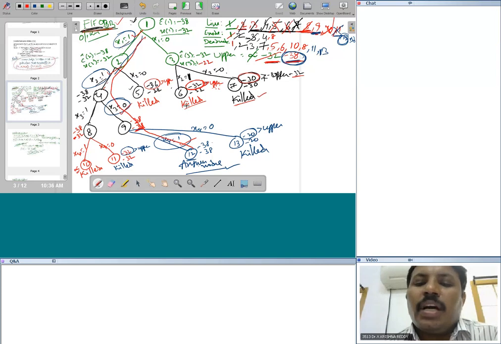Node 8 is killed after updating minus 38. It is based on the upper value being minus 32. Minus 30 is greater than minus 32. That's why it is killed. Node 6 is killed after updating the upper value to minus 38. When you update the upper value to minus 38, then automatically minus 32 is greater than minus 38. That's why node 6 is killed. Is it clear?